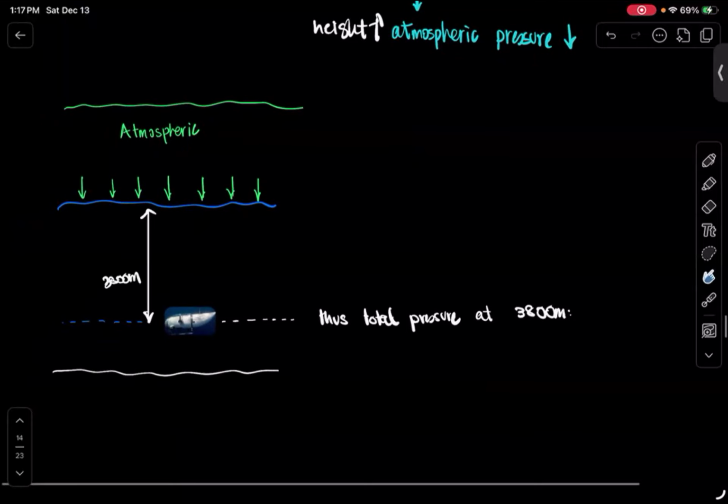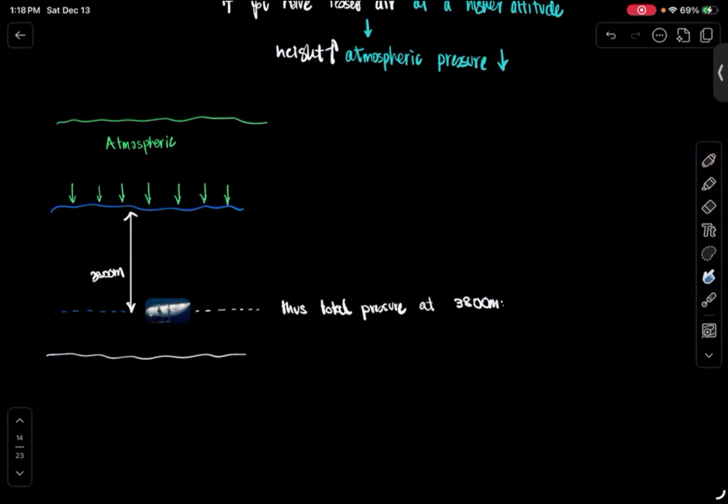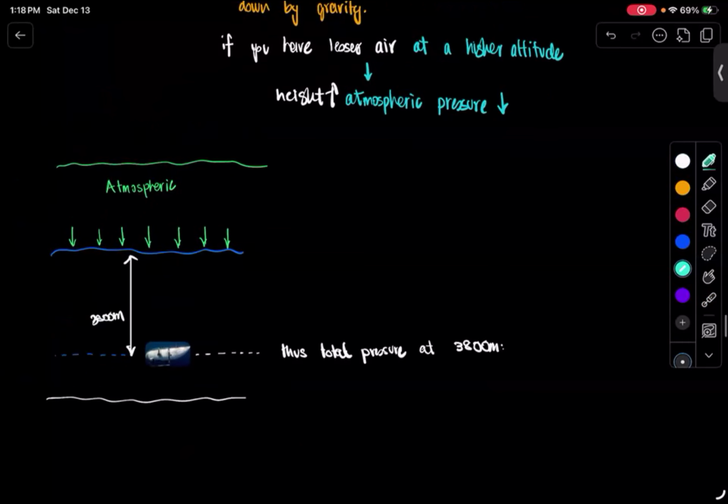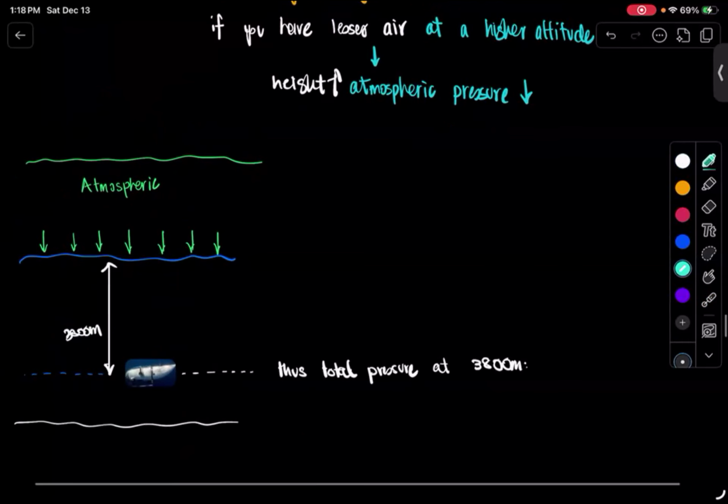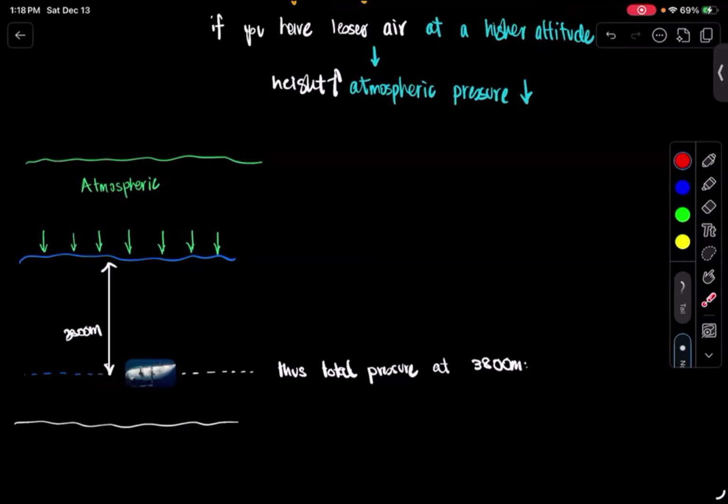Right. Now, when we were calculating the submarine's pressure, what is the total pressure at 3,800 meters? Now, we calculated just the pressure due to fluid. Now, on that fluid, you have this atmosphere above you as well, right? And that atmosphere is going to push down onto the fluid as well, right? Imagine, like two blankets on top of each other.